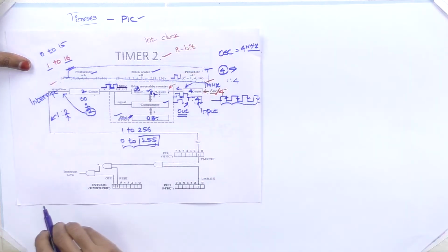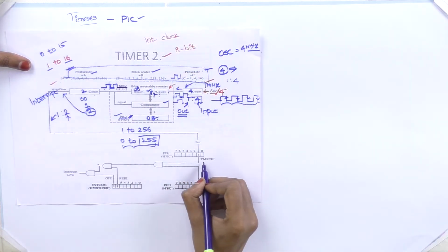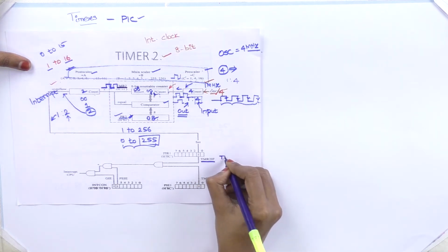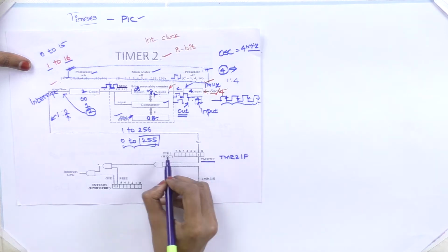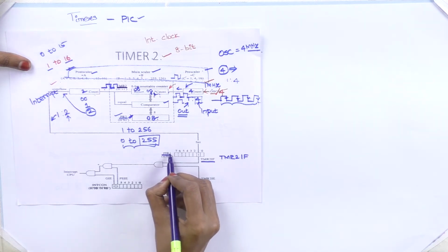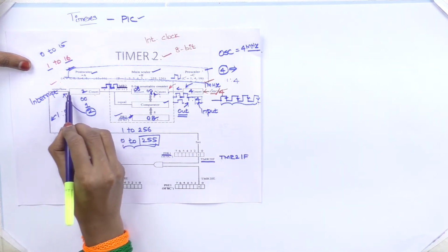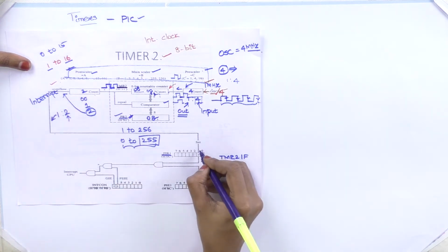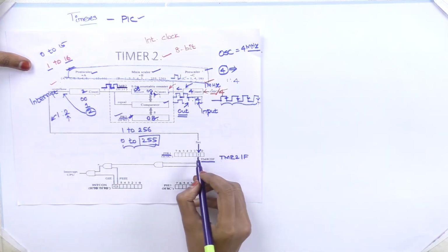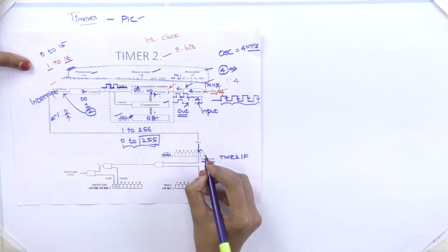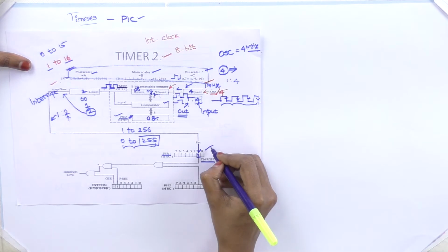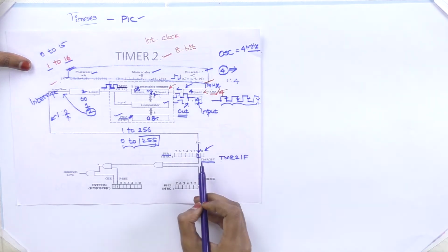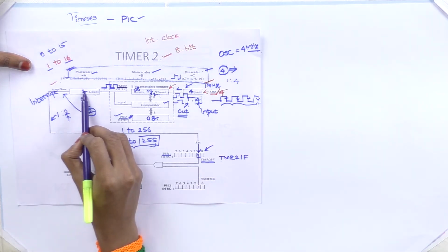The timer that we are discussing is timer 2. The interrupt generated by timer 2 is the TMR2 interrupt flag, TMR2IF. This is in the register PIR1. Whenever the post scalar overflows, bit number 1 of PIR1 will automatically be set to 1. So this is not a writable bit. This will be set automatically whenever the post scalar overflows.